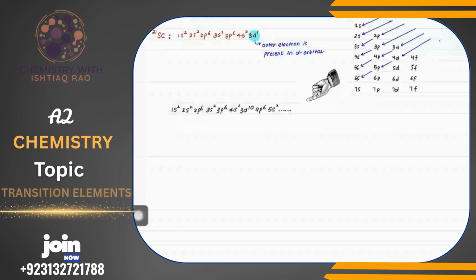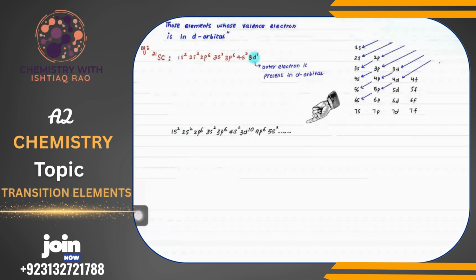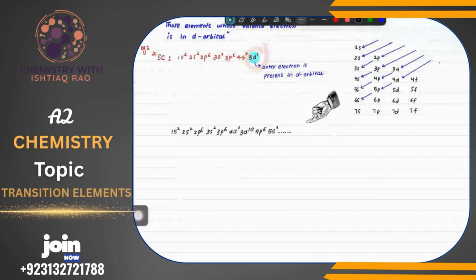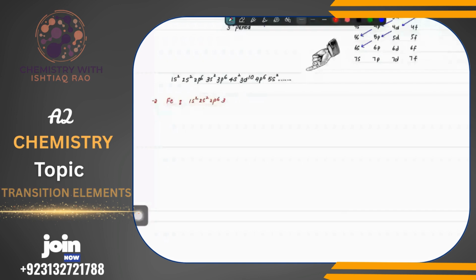Remember, as I have written the electronic configuration for scandium, you saw that this is going to be 3d. You know what the 3 is going to represent? 3 means that this is going to be in the third period. And d means it's going to be in the d block. That's it.